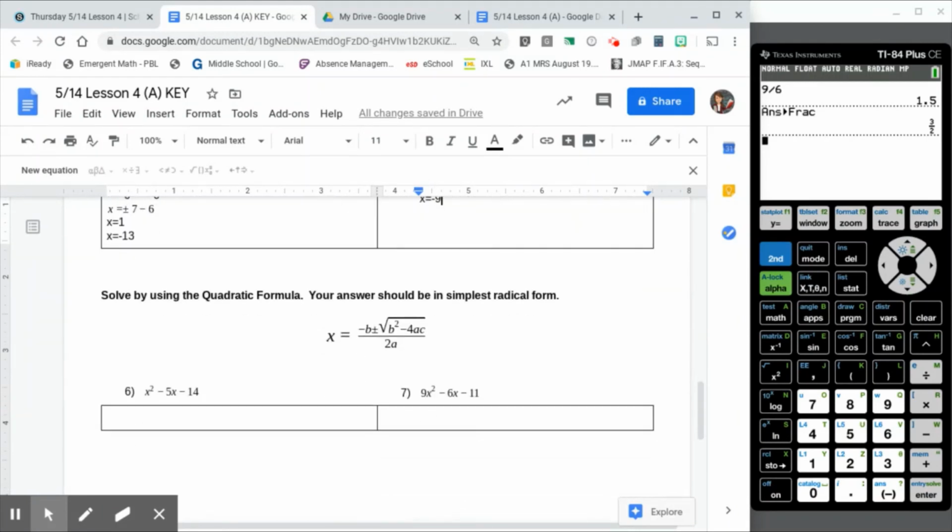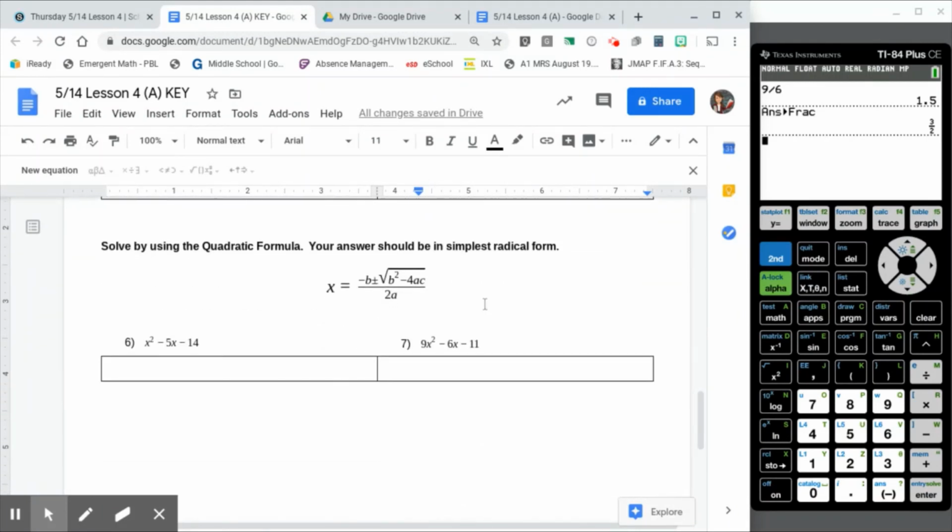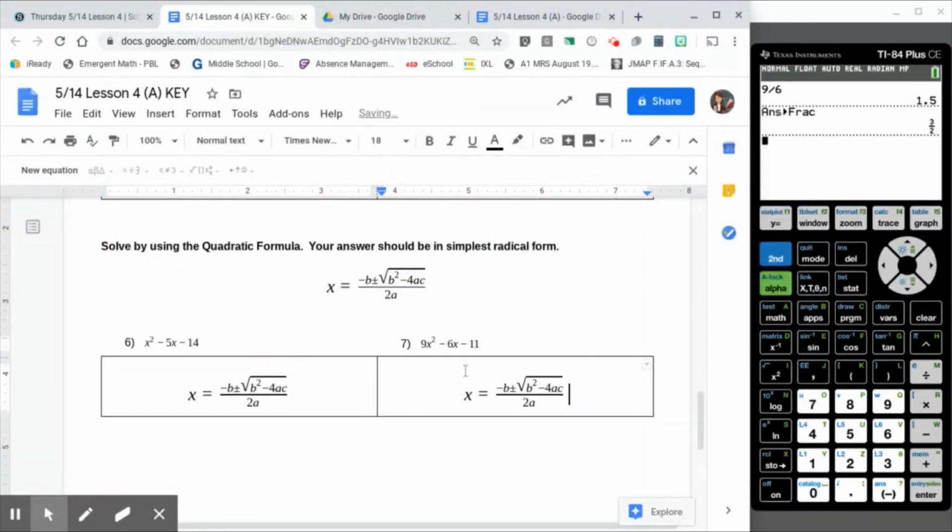All right, the next section is quadratic formula. So what I want you to do is do these on your own. I want your answers in simplest radical form, okay? So I suggest you copy and paste the formulas to both problems. Pause the video and then check your work when you're finished.